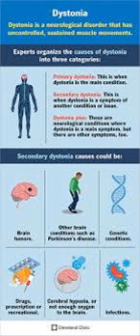Primary dystonia is not associated with any other neurological or medical condition. It is often hereditary and can be idiopathic, with no known cause. Secondary dystonia results from another condition or injury, such as neurodegenerative disorders, e.g., Parkinson's disease, brain injury or stroke, infections, or tumors affecting the brain.